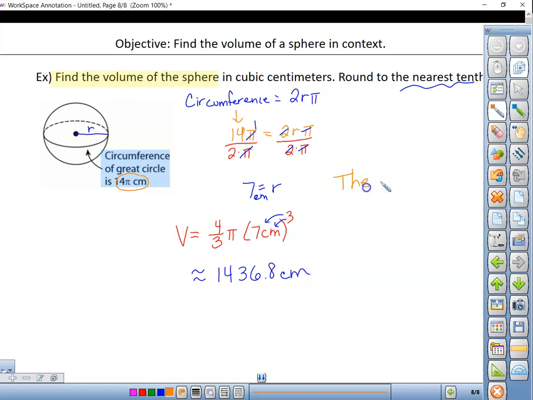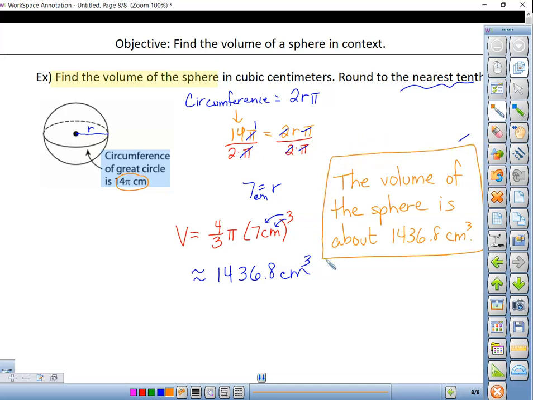So the volume of the sphere is about, oops, I don't have an exponent on that like I should. There we go. Is about 1,436.8 cubic centimeters. There we go.